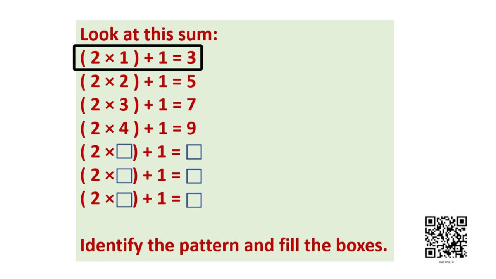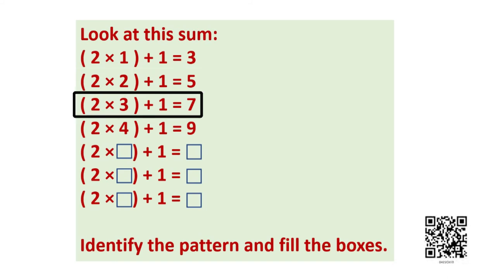2 times 1 is 2. 2 plus 1 is 3. Yes, the same way. Observe the second one. 2 times 2 plus 1. What is 2 times 2? Which is 4. 4 plus 1 is 5. Very good. Now let us see the third one.